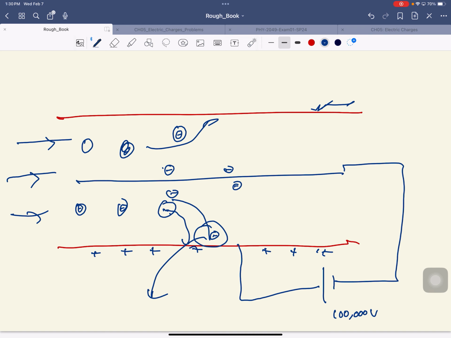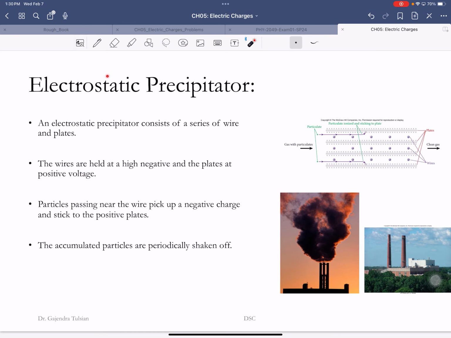Okay. So that's what an electrostatic precipitator is. The wires are held at a high negative voltage, and the plates at the positive voltage. Particles passing near the wire pick up a negative charge and stick to the positive plates. The accumulated particles are periodically shaken off.